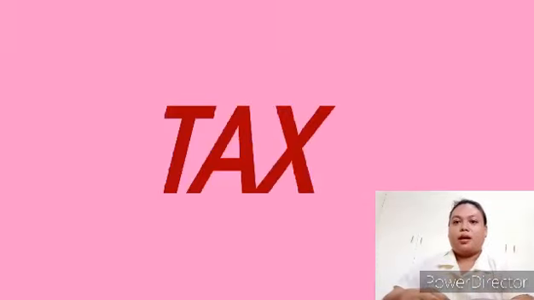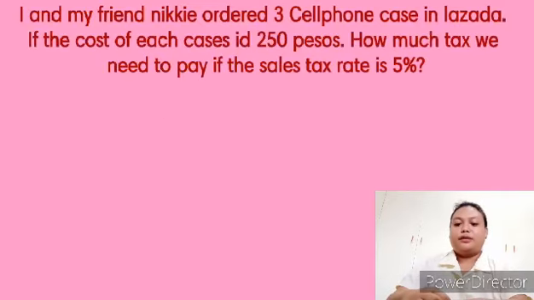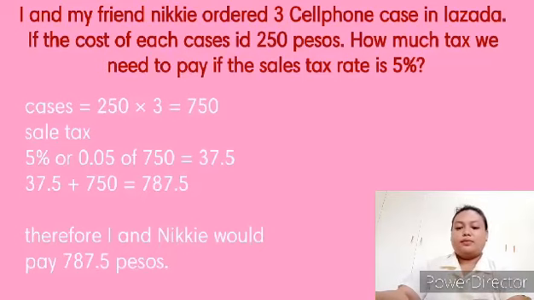So tax, how we get the tax? Here's an example. My friend Nikki and I ordered 3 cell phone cases in Lazada. If the cost of each case is 250 pesos, how much tax do we need to pay if the sales tax rate is 5%? So cases equal 250 times 3 equals 750. 5% changed to decimal point is 0.05. So 5% of 750 is 37.5 pesos.